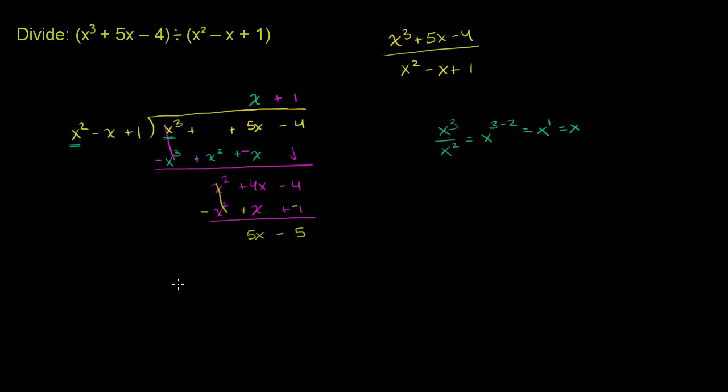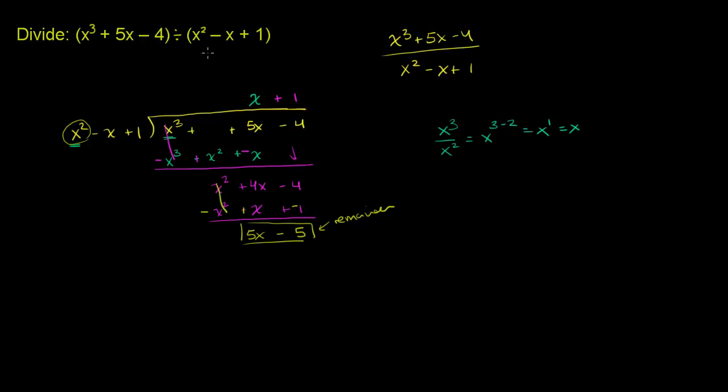negative 5. Now, you might be tempted to keep dividing, but you can't anymore. This term right here, the highest degree term here, is now higher than the highest degree term that you're going to try to divide into. So we have a remainder.